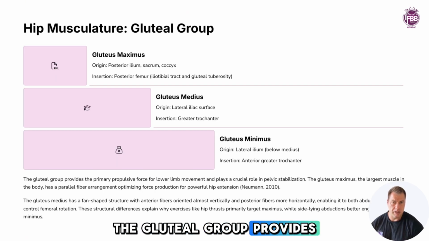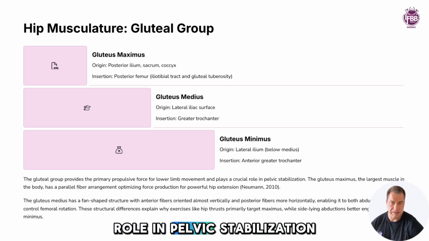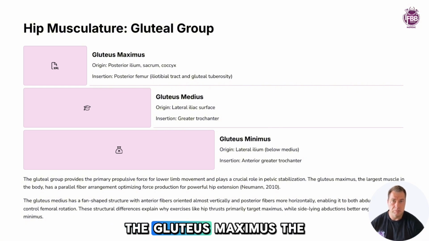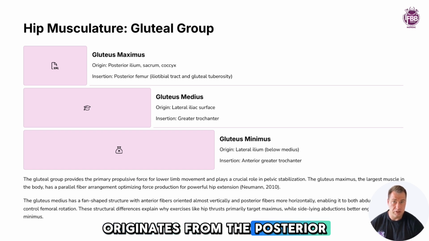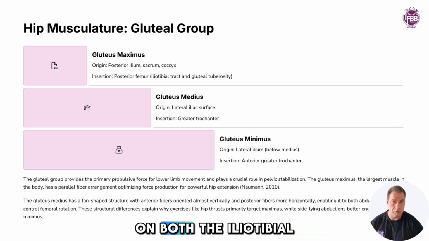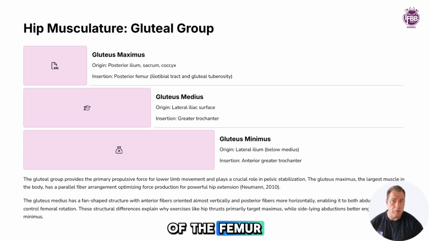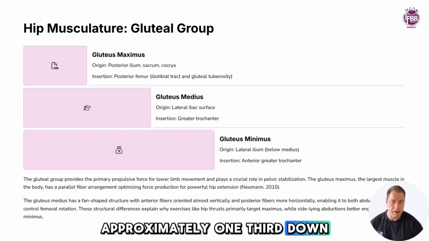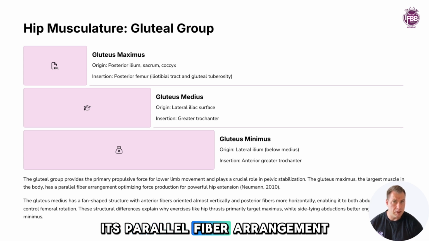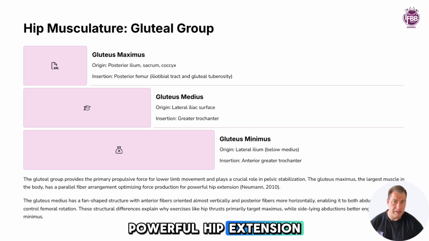The gluteal group provides the primary propulsive force for lower limb movement and plays a crucial role in pelvic stabilization. The gluteus maximus, the largest muscle in the body, originates from the posterior ilium, sacrum, and coccyx, inserting on both the iliotibial tract and the gluteal tuberosity of the femur approximately one third down the shaft. Its parallel fiber arrangement optimizes force production for powerful hip extension.